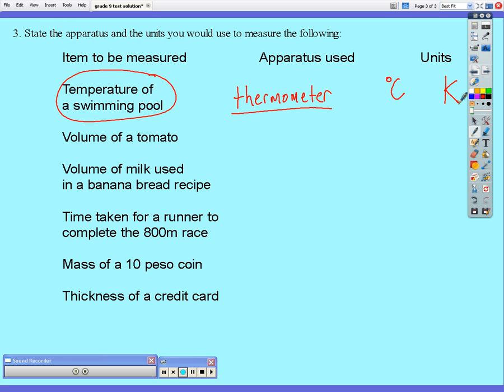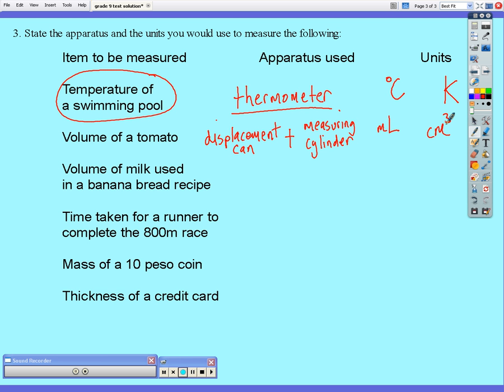The volume of a tomato. Well, a tomato is quite an irregular object, so the best way to measure its volume would be to place it into a container with water in it. We'd use a displacement can, but then you need to measure the volume of water displaced from that can with a measuring cylinder. And the units of volume, well, in everyday speak, people tend to call them milliliters, but a more appropriate unit, the SI unit we could use, would be better written as cubic centimeters.